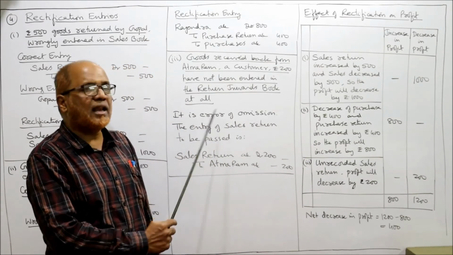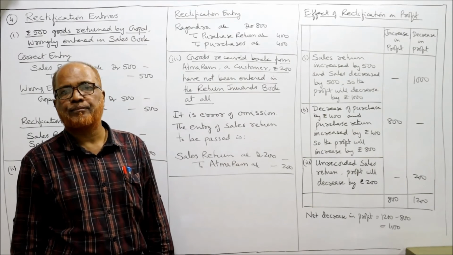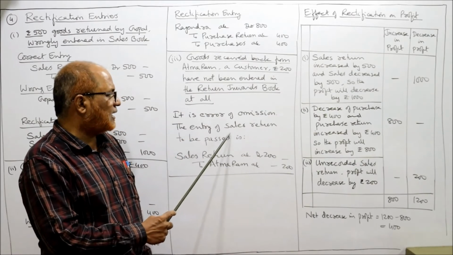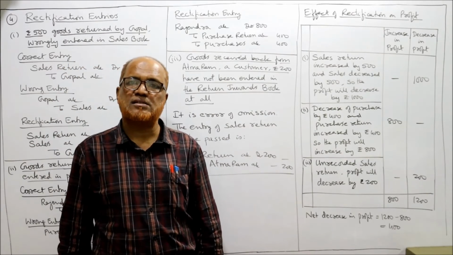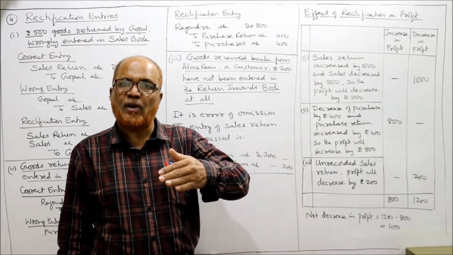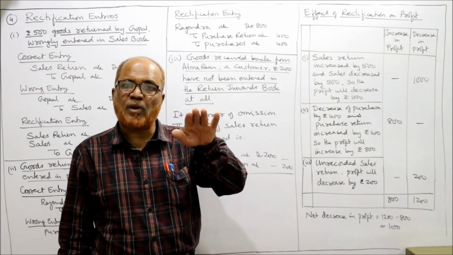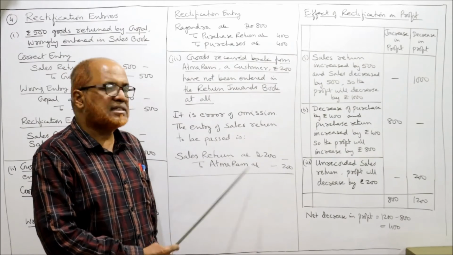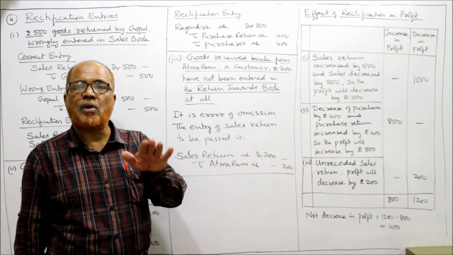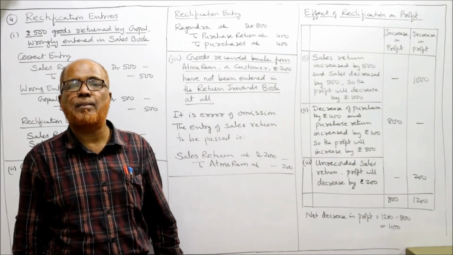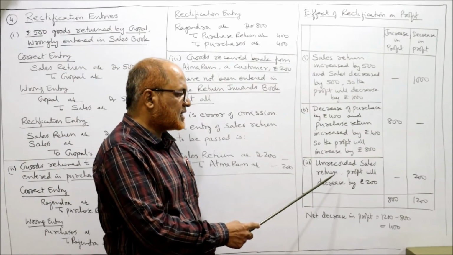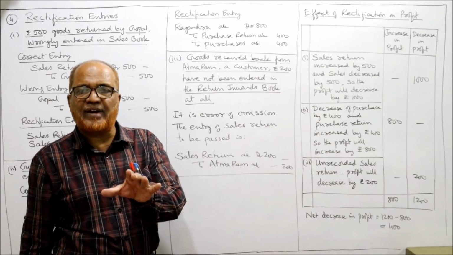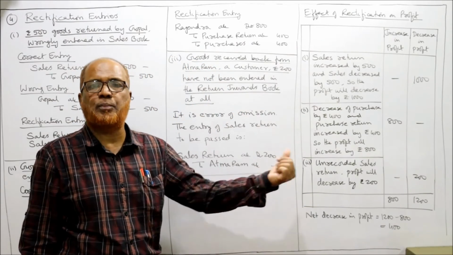Similarly, last one, unrecorded sales return. When sales return are there, then profit will decrease. Sales increase profit, sales return decreases profit. So here sales return have increased. So profit will decrease by 200. Unrecorded sales return, profit will decrease by 200. That's all. This is the effect of rectification on the profit.